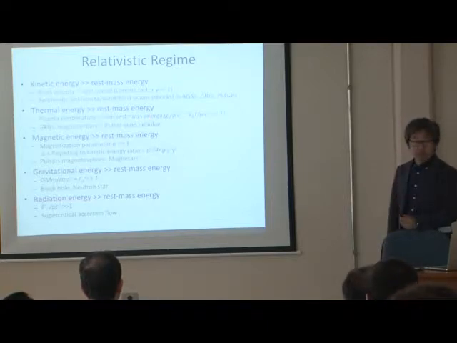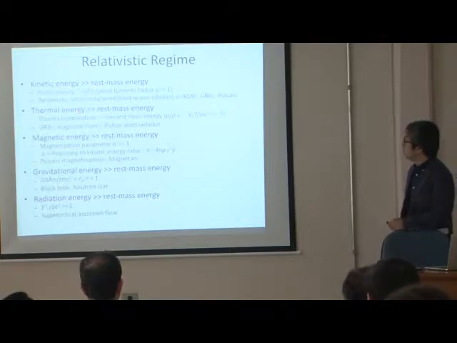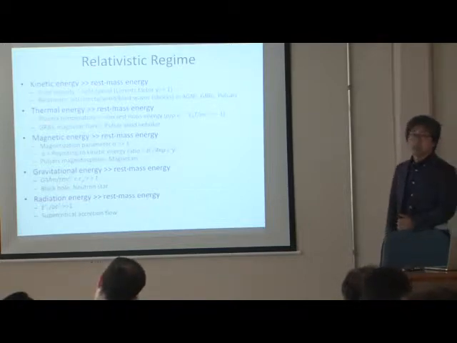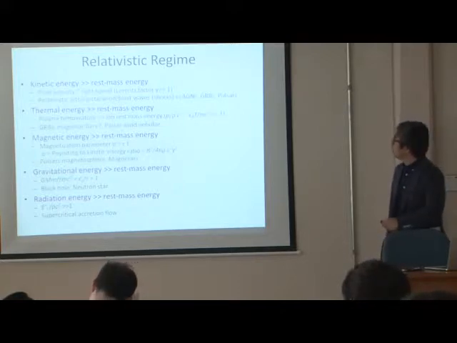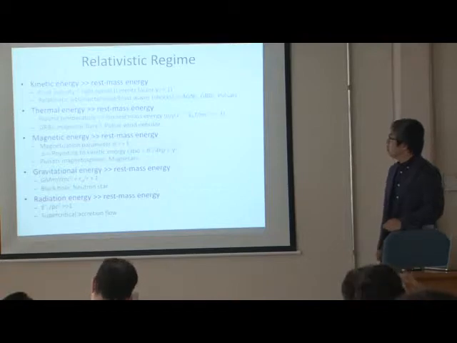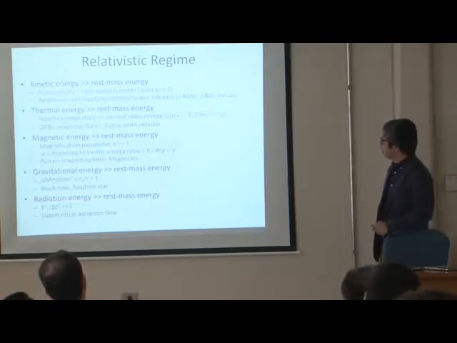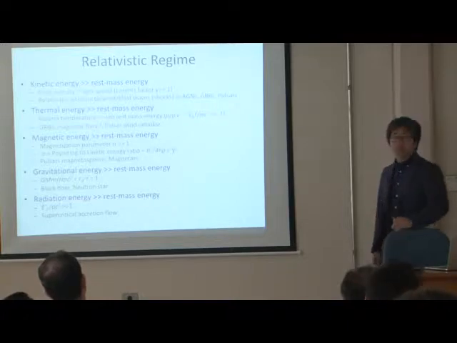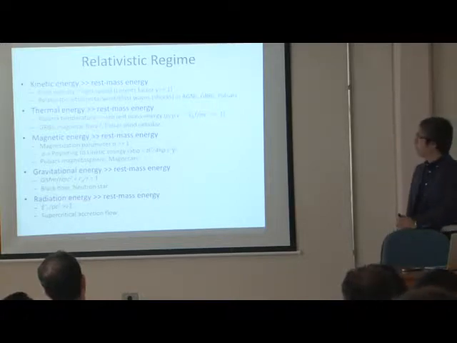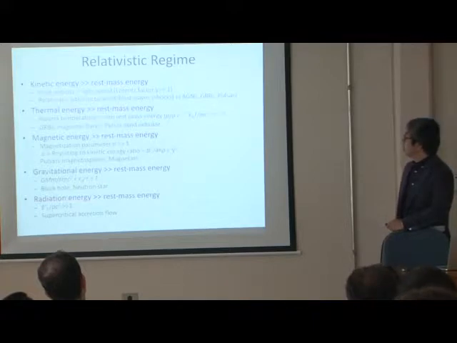The second one is when the thermal energy is larger than the rest mass energy. Typically we think about the plasma temperature being much larger than the ion mass energy. In this case, we say this is a gamma ray burst, if we believe in the fireball model. This is also a magnetar flare, and the pulsar wind nebula situation.